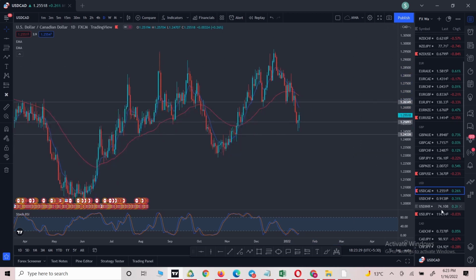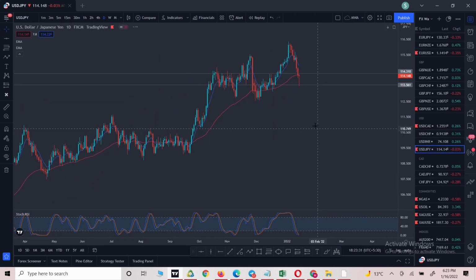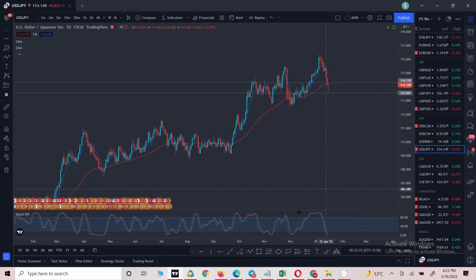So these are the possibilities on USDCAD. USDJPY, guys, as we can see, the market looks very bullish. We are making higher highs and higher lows. So higher high, higher low, higher high, higher low, higher high, higher low, higher high, and right now we are looking for a potential higher low to continue this uptrend, guys.